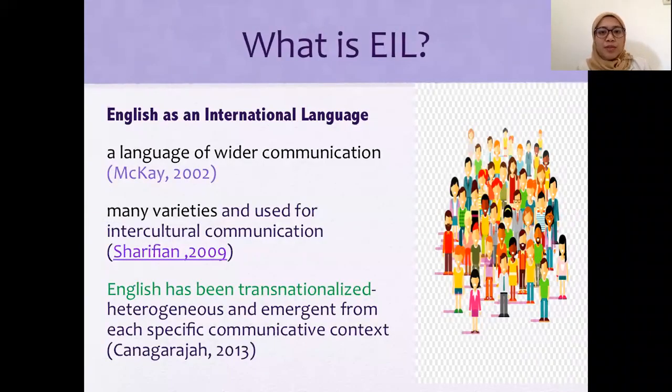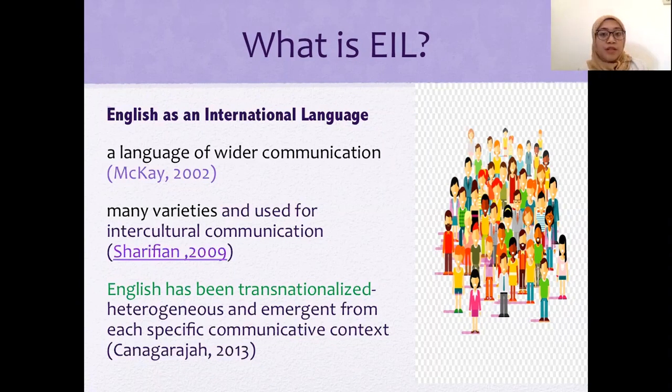I want to start my presentation by talking about the definition of EIL, or English as an international language. According to McKay, English as an international language is a language of wider communication, which means that the communication takes place between a wider community. And the second one, according to Sharifian, EIL comprises many varieties and is therefore used for international communication.